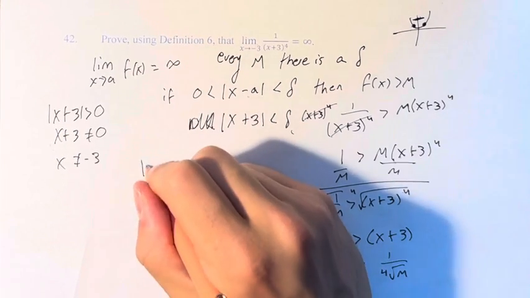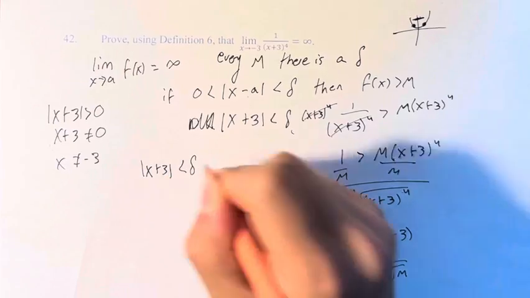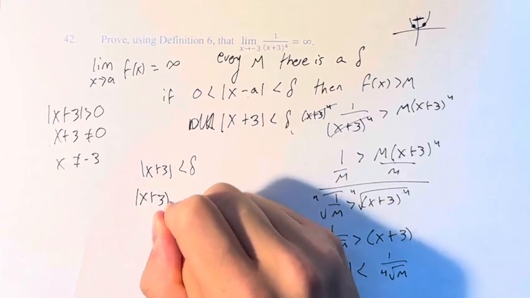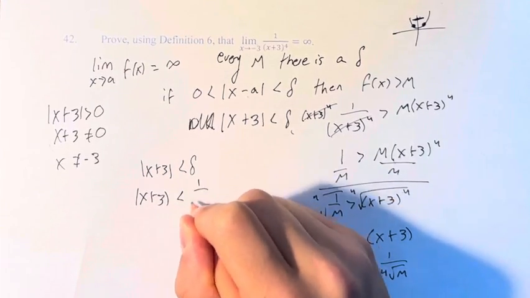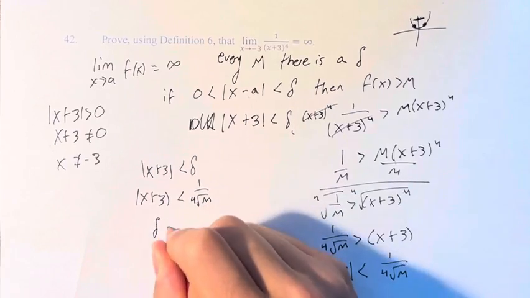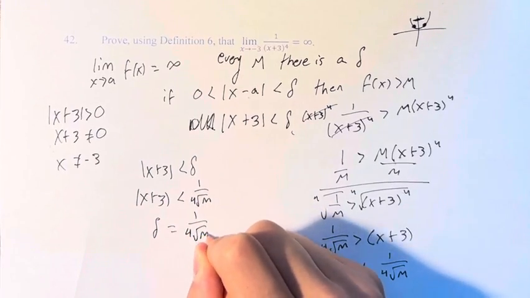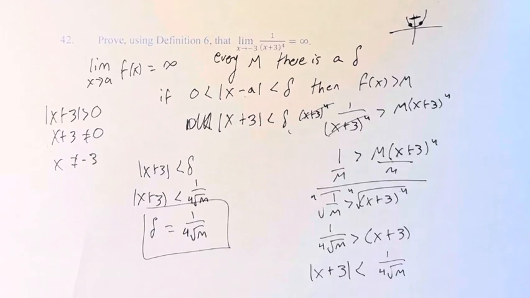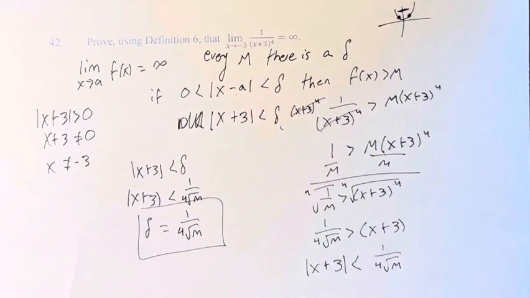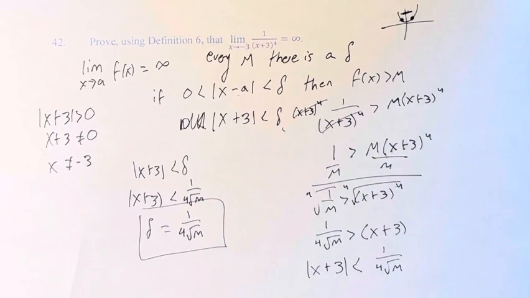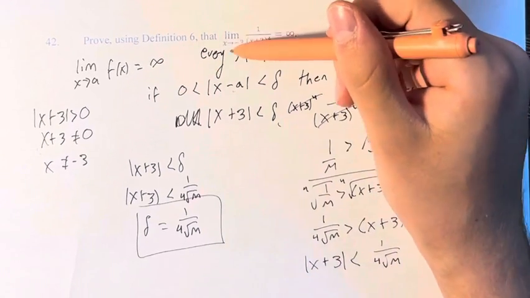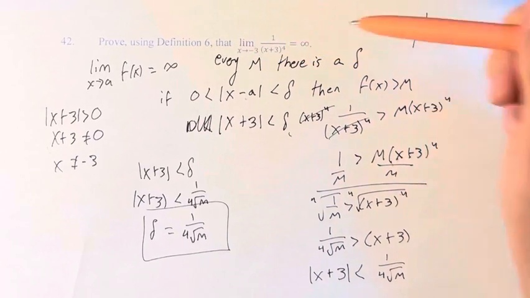Therefore, if the absolute value of x plus 3 is less than delta, and the absolute value of x plus 3 is less than 1 over the fourth root of M, we can say that delta is equal to 1 over the fourth root of M. And therefore, since we have a relationship between M and delta that is true for any M, we can say that the limit as x approaches negative 3 of 1 over (x plus 3) to the fourth is equal to infinity.